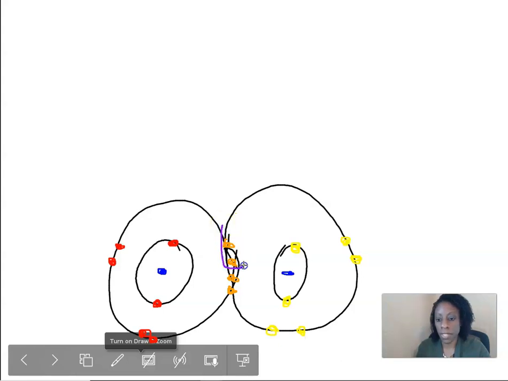So perhaps these 2 may belong to this atom, and those 2 originally belonged there. So now they're sharing. So that may be a little more clear. So 6 valence electrons, 1, 2, 3, 4, 5, 6 on that side. 6 valence electrons here, 1, 2, 3, 4, 5, 6. Okay, and they are sharing. So now both the oxygens are happy because they have full valence electron shells. Each of them has 8 electrons. So now that is a complete molecule.